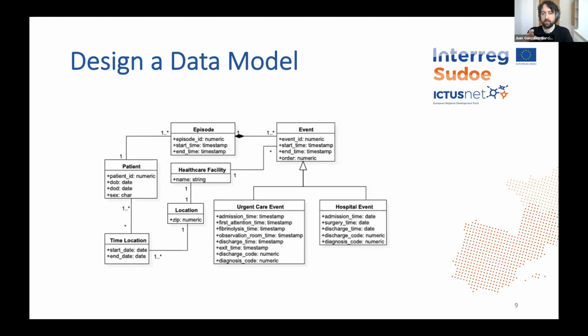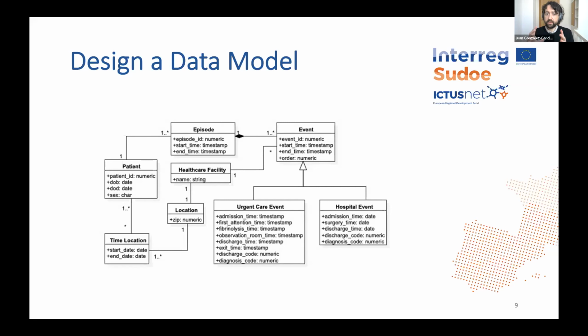This is a nomenclature we use in computer science, where we divide the different concepts in different structures. Here, what we have is an episode. This box is an episode. The episodes have attributes here: the episode ID, when it starts, when it ends. An episode is composed of a series of events. The events have identification, when it starts, when it ends, an order. An event could be of different types: an urgent care event, a hospital event, an event that took place in a healthcare facility. So this is an organization of the whole knowledge in a structured way.